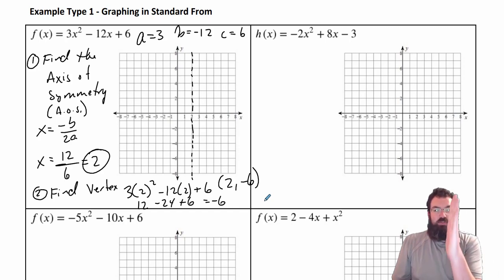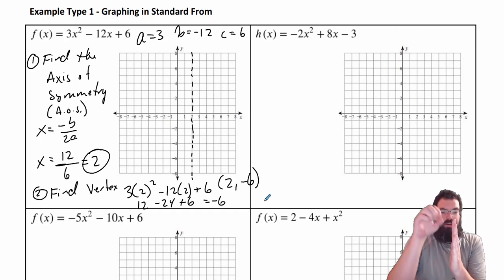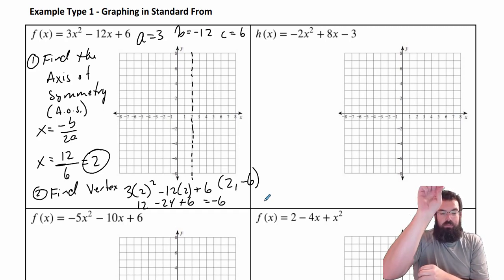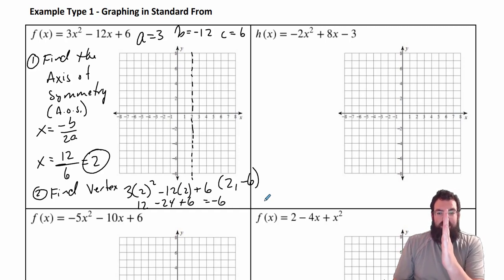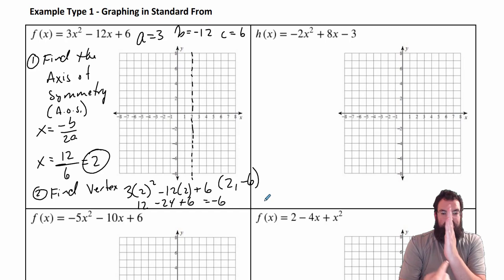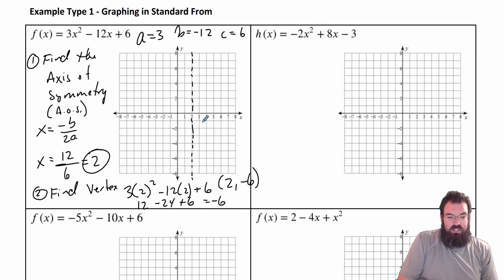The AOS splits the graph in half, right? We talked about that. But also, that's where the vertex is going to be on. So the vertex is kind of the lowest point on the U or the highest point on the U, okay? And that's where the graph really starts from. So on the AOS, there's going to be the point there, which is whatever the vertex is. So 2 comma negative 6 is going to be down here. 2 comma negative 6. Okay?